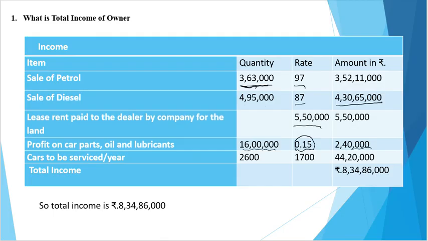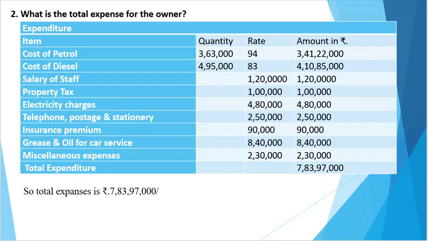Then cars to be serviced every year 2,600 at the rate of 1,700 per car, so 44 lakh 20,000. So total, if you add all these things, he will be having an income of 8 crore 34 lakh 36,000. Then what is the expense of the owner?